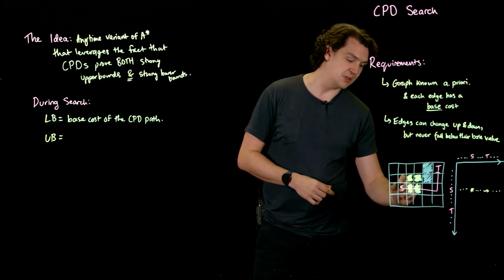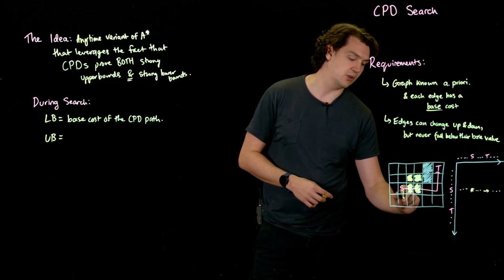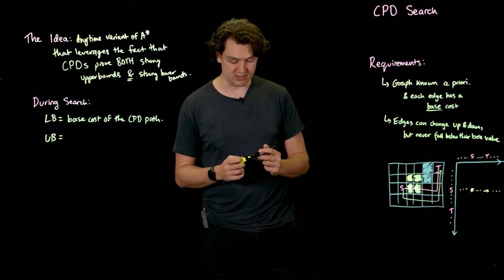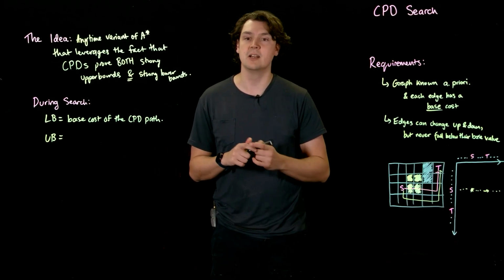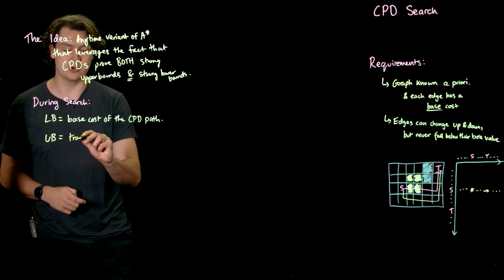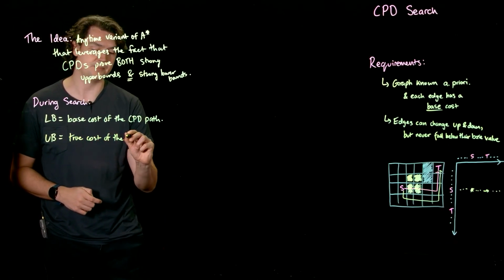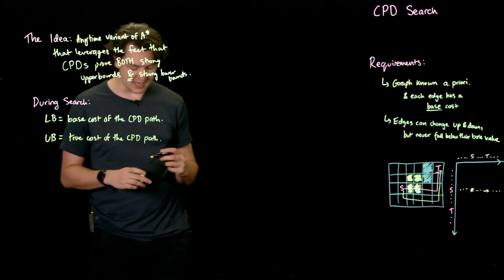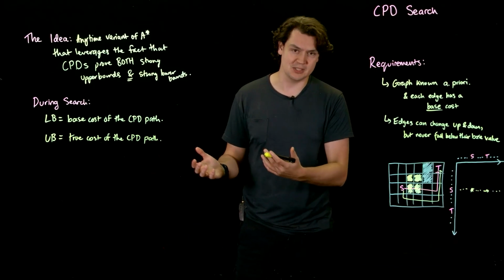So realistically we see that the optimal path these days would take this longer, lower route, and it would avoid the high cost regions. We'll eventually find that, and I'll show a worked example in a second. But the upper bound really is just the true cost, the real cost of the CPD path. So that's interesting, right? We're abusing CPDs, and it's providing us really useful information in order to actually prune things from our search space.